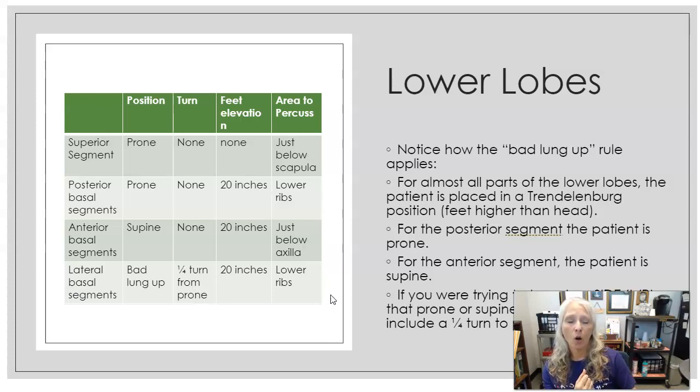Each place that you are percussing is going to be directly over the segment. So the posterior basilar segment, you're going to be percussing just below the lower ribs. If it's the anterior segment, their arm is up and you're percussing just under the axilla over the ribs. And then if it's the lateral basilar segment, again, it's at the lower ribs with them in that quarter turn from prone.